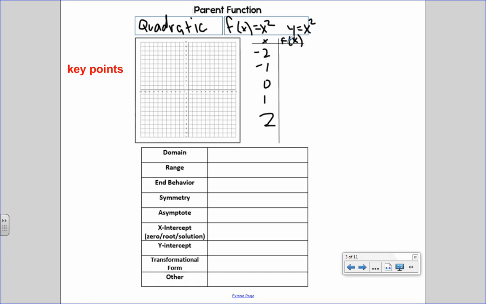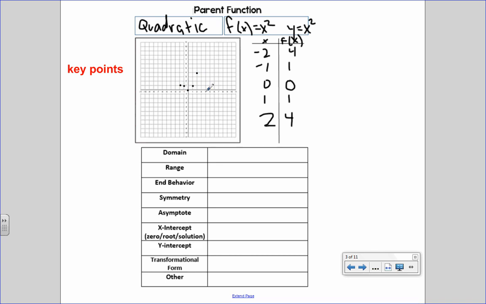-2 squared, that's -2 times -2. We're looking at 4. -1 squared, +1, 0 squared, 0. 1 times 1, 1, 2 times 2, 4. All right, so remember when you square a negative number, its output is positive. Let's go ahead and graph these. 0, 0, 1, 1, 2, 4.